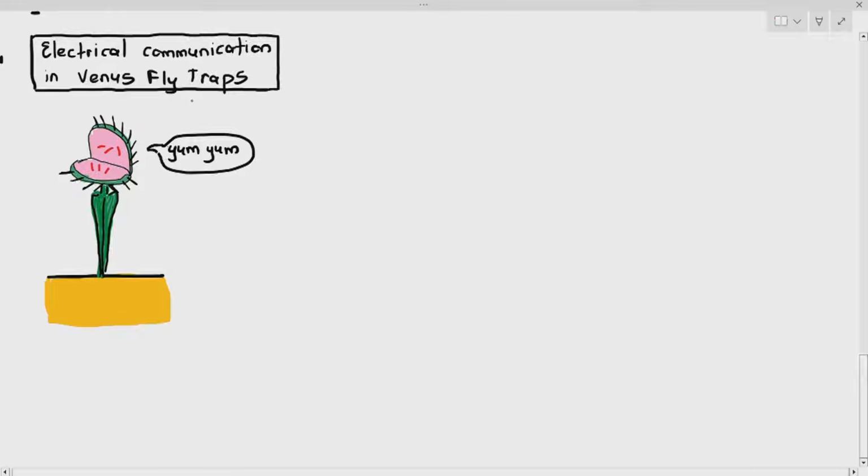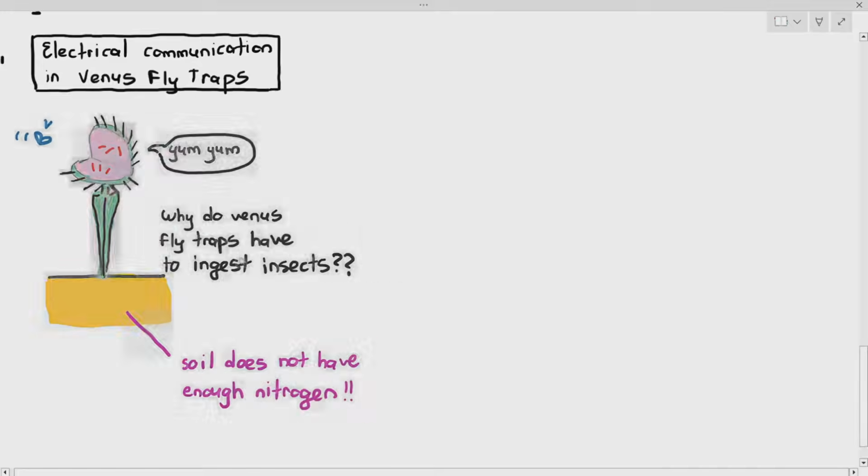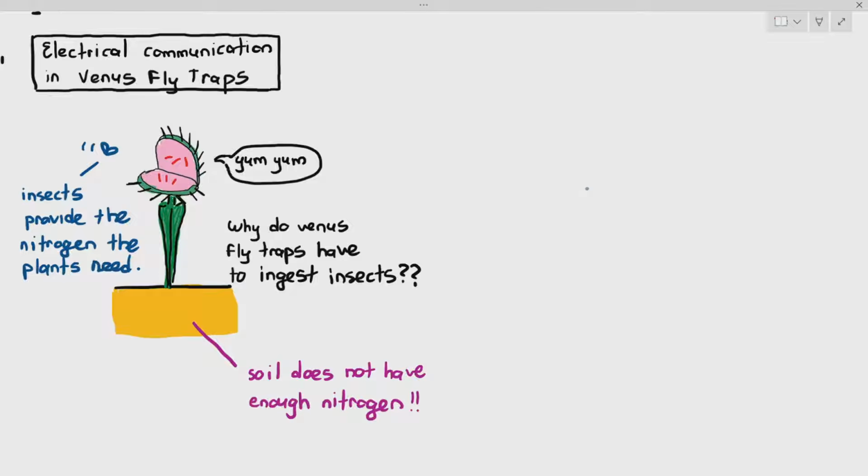So the question is, if the Venus flytrap is a type of plant and it can do photosynthesis, why then does it have to ingest and digest insects? The reason is because Venus flytraps are carnivorous plants that grow in bogs and swamps and marshes, and these particular areas do not have enough nitrogen inside the soil. So what the plants need to do is digest the insects and the small animals to obtain the nitrogen from these animals. That's the reason why they do so.